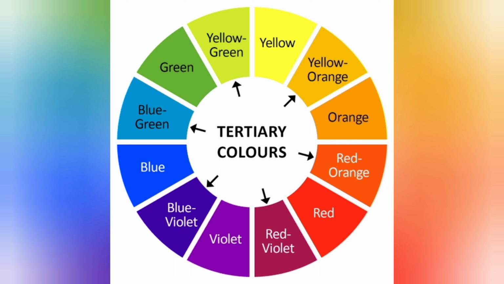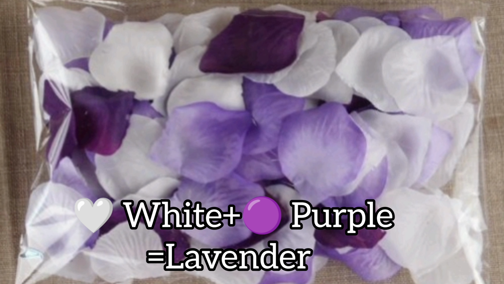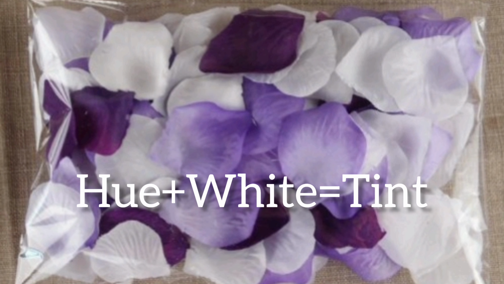So now comes color terminology. Value. The value of a color is measured by how much black, white or grey has been added to a color. Hue. It's a pure or original color. Okay. So tint, made by adding white to a pure hue. Example, if you have a purple and add white, you will get a lavender. So hue plus white equals tint.